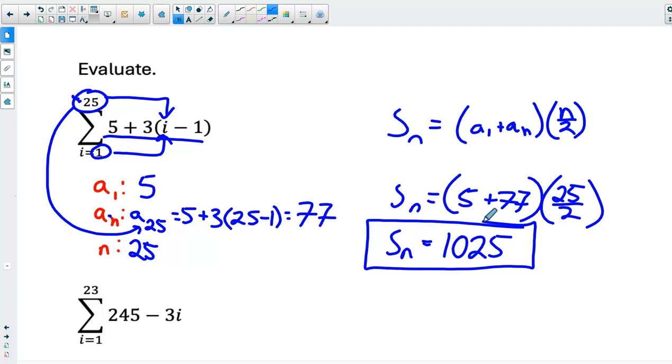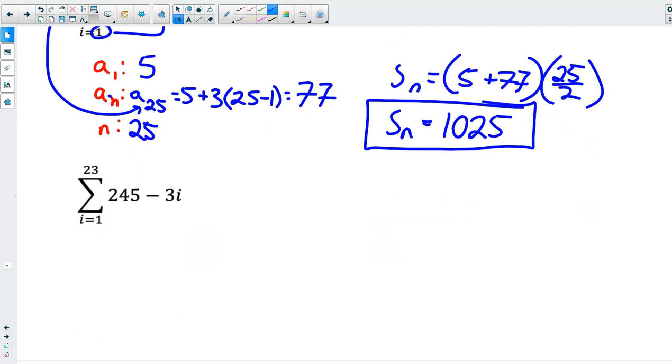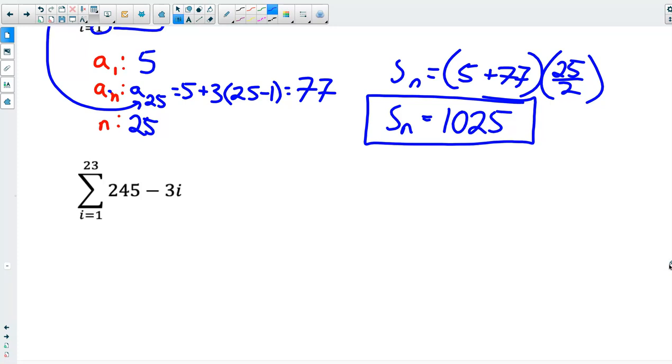All right, last one, a little bit different. So I'm going to do part of it with you, not all of it. So I look at this. I need to know my first term, my last term, in this case my 23rd term, and n is going to be 23 as well. What's my first term?